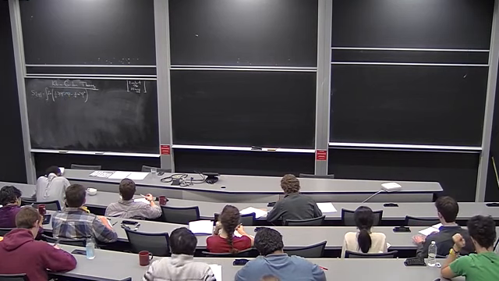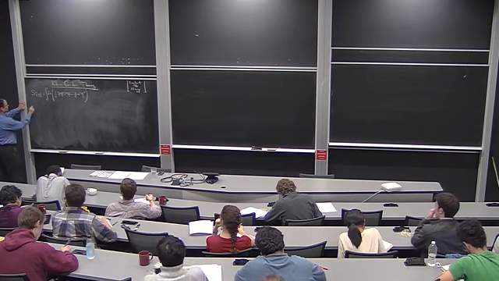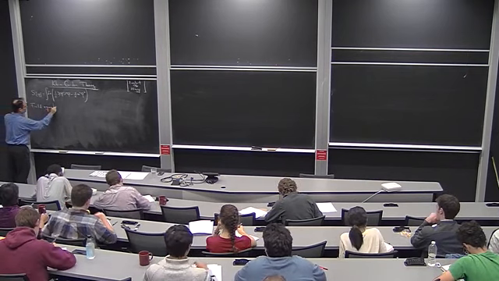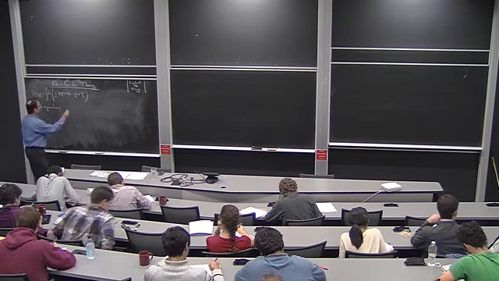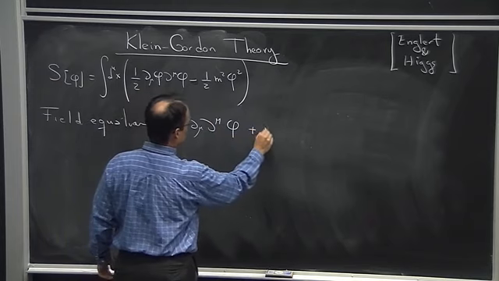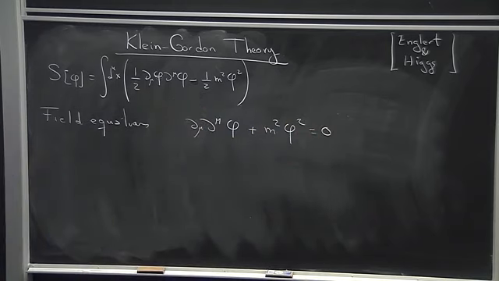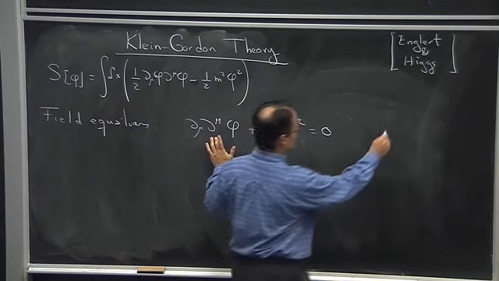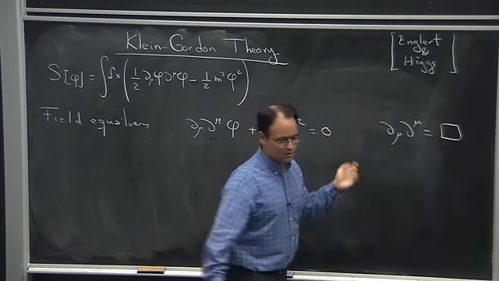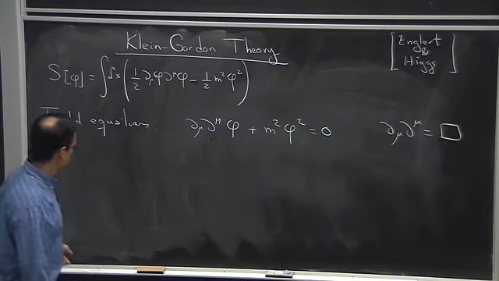So this is a theory you studied today in the tutorial. Okay? So the field equations are given by this. Sometimes people like to call this operator a box. So you will see a box, but there is nothing special about that.